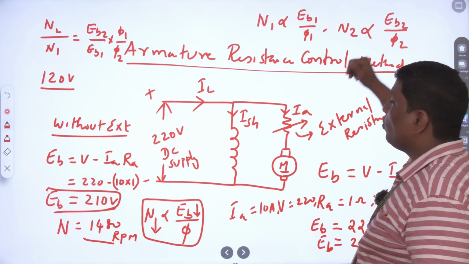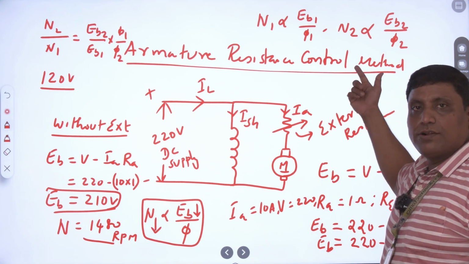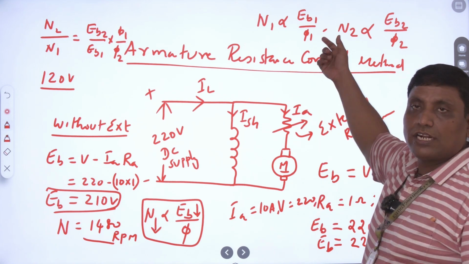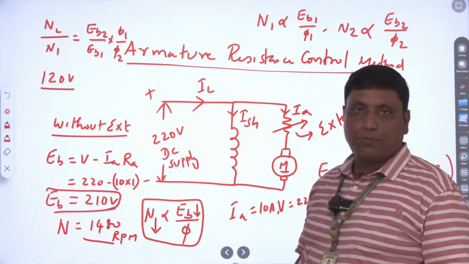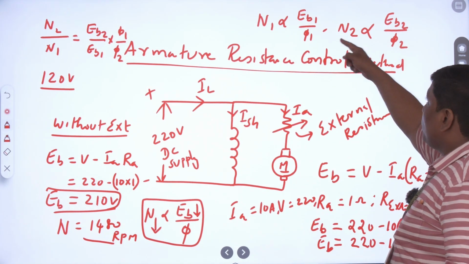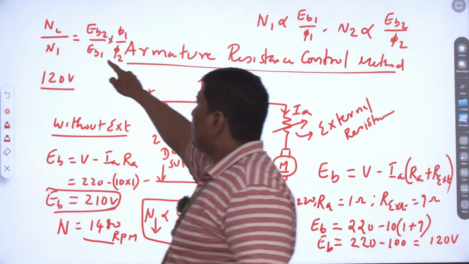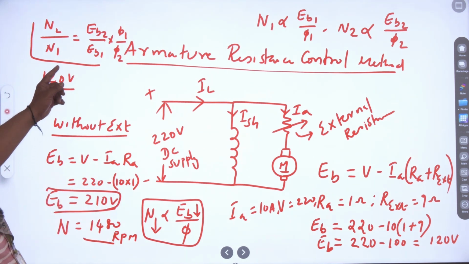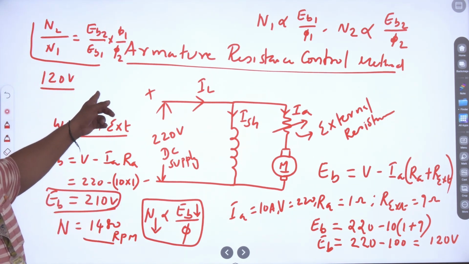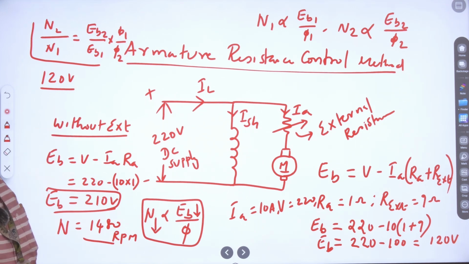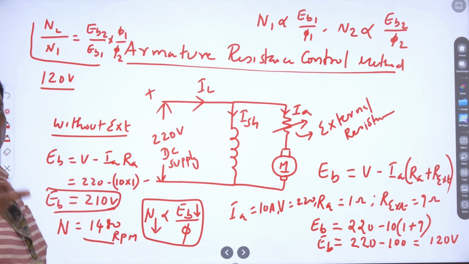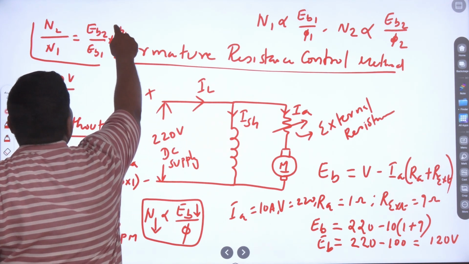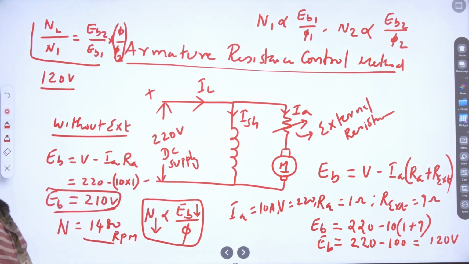Clear? Now we need the new speed, right? That is N2 speed, because we assumed N1 is 1480 RPM. Using this relation, the final formula is N2 by N1 equal to EB2 divided by EB1 into phi1 divided by phi2. In both cases we are assuming the voltage is almost constant. So what happened? The speed is drastically decreased, right?